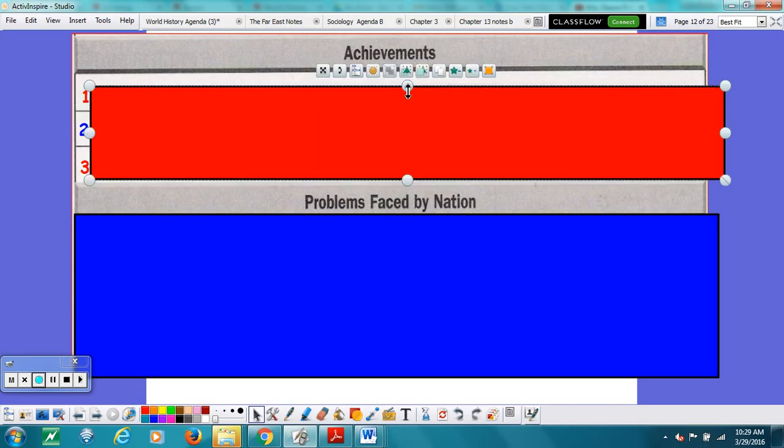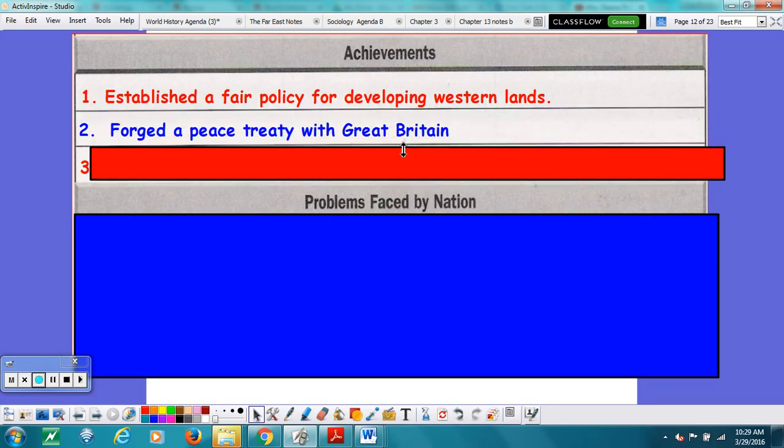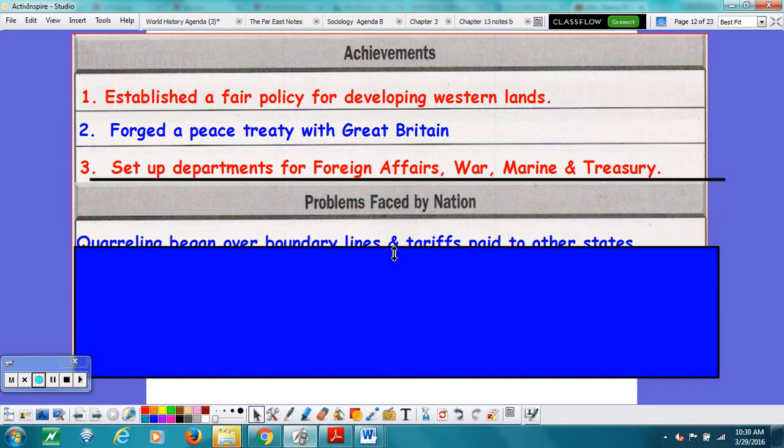All right, achievements. And we mentioned some of these just a moment ago. Establishing a fair policy to develop Western lands. Forging a peace treaty after the end of the Revolutionary War with Great Britain. And finally, being able to set up the departments for foreign affairs, which today is known as the Department of State, or State Department. Secretary of War, or the Department of War, today Department of Defense. Marine, and Treasury.